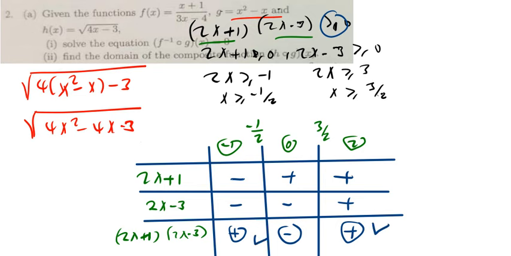That's your domain. So I'll conclude and say my domain is from negative infinity all the way to -half. Now that is included because it is greater than or equal to, union 3 over 2 to positive infinity, not included. This is my domain. Now, this question is a bit complicated, like I've said.